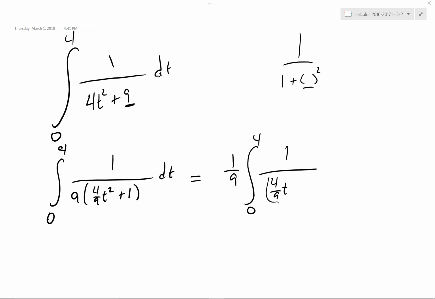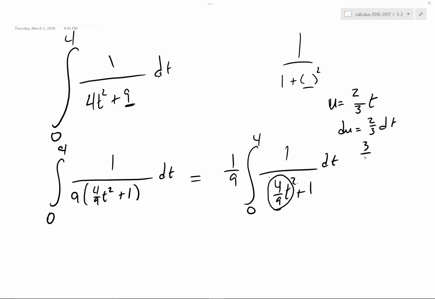So here's my question to you. 4/9 t squared plus 1. Now, I need to rewrite this as something squared. You see this? So what would that be? Well, it would be 2. So I'm going to replace this with u equals 2/3 t. So then du would be equal to 2/3 dt. Are you with me? Well, that means I have 3/2 of a du is equal to a dt.